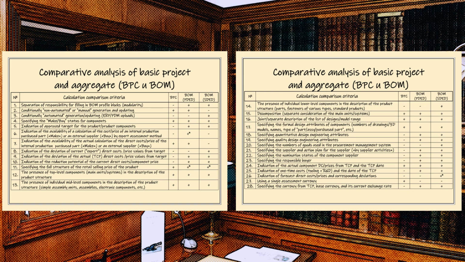Criterion 25. Indication of one-time costs, tooling, R&D, and the date of the commercial proposal. Specifying one-time costs, i.e. costs for research and development, testing, and tooling, in contrast to the previous criterion we discussed, is on the contrary the prerogative of the cost engineer at the stage of formation of the BOM, at the stage of pre-design and pre-design engineering documentation, since the production equipment for prototypes and for mass-produced products is different in most cases. The cost structure of the equipment can consist of two components, the cost of prototype and serial equipment.